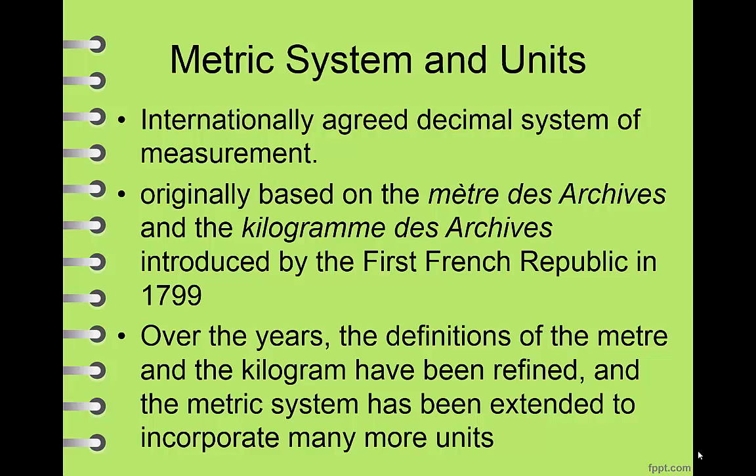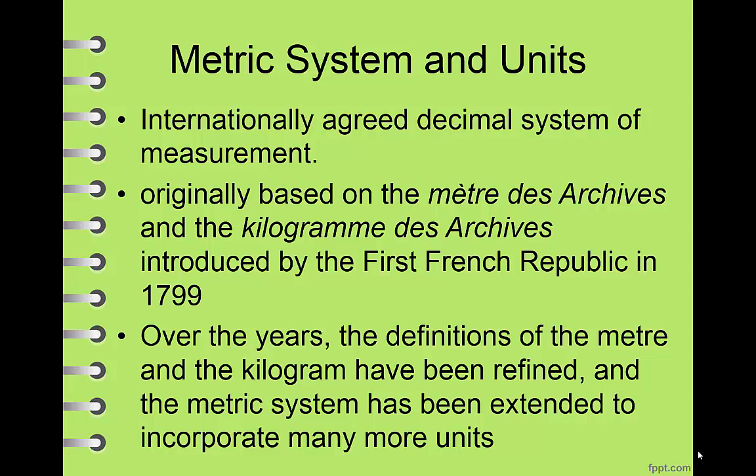So in chemistry, every time you write a number, you're also going to have a unit attached, and those units will be in the metric system. So the metric system is an internationally agreed decimal system of measurement. It has been agreed the world over that this will be the standard for measurement. It is used almost everywhere in the world by everyone, but certainly by every scientist in the world.